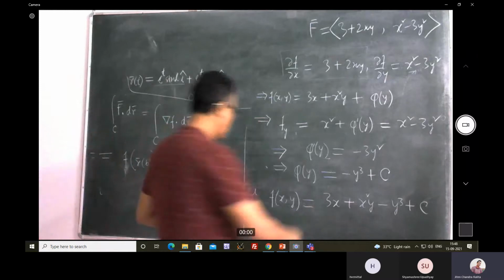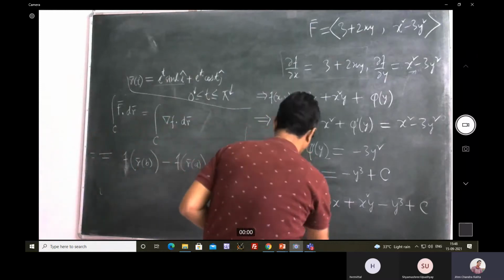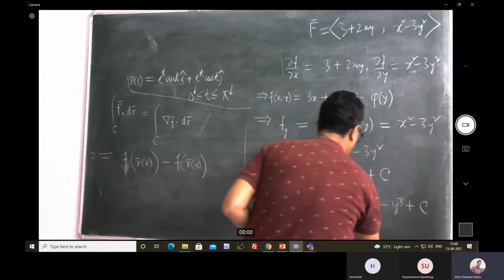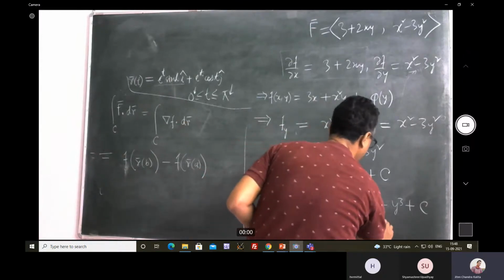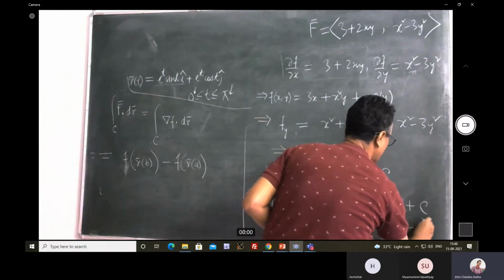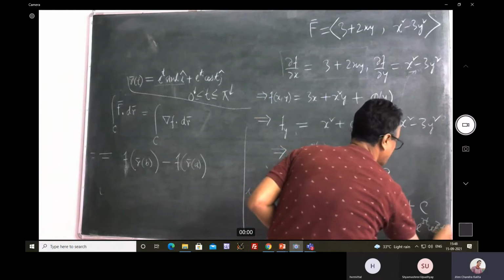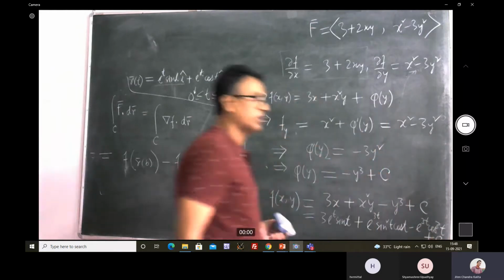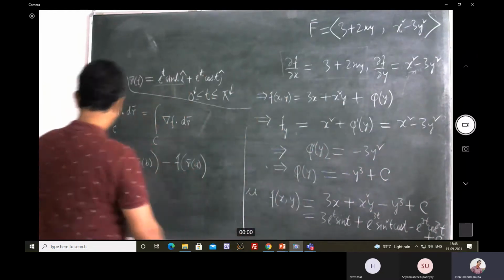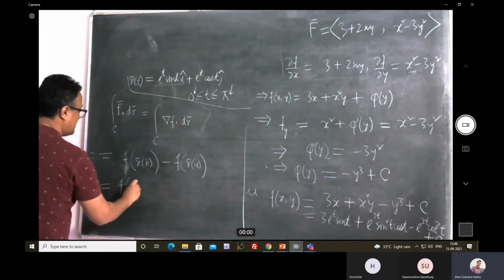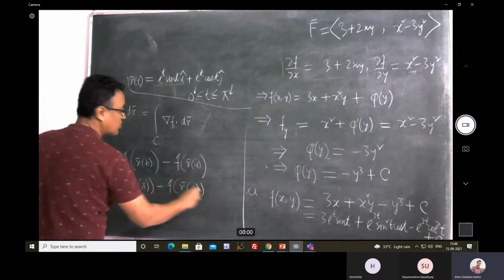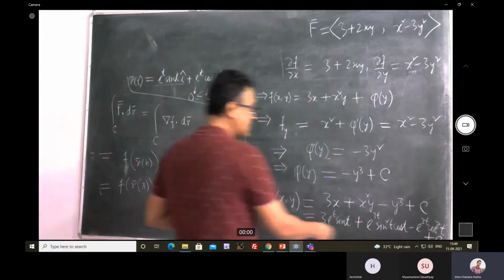Is it okay? So f of x, y, if you convert it into t, is 3 e to the power t sin t plus e to the power 3t sin squared t cos t minus e to the power 3t cos cubed t plus c. And you don't need to worry about that constant c. Now, so this is simply going to be f of r of pi minus f of r of 0, right? So corresponding to pi, what is going to happen?